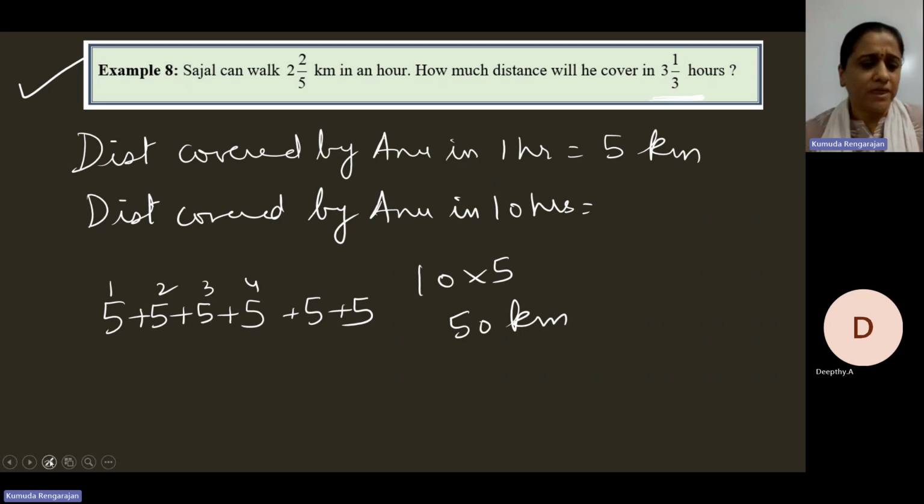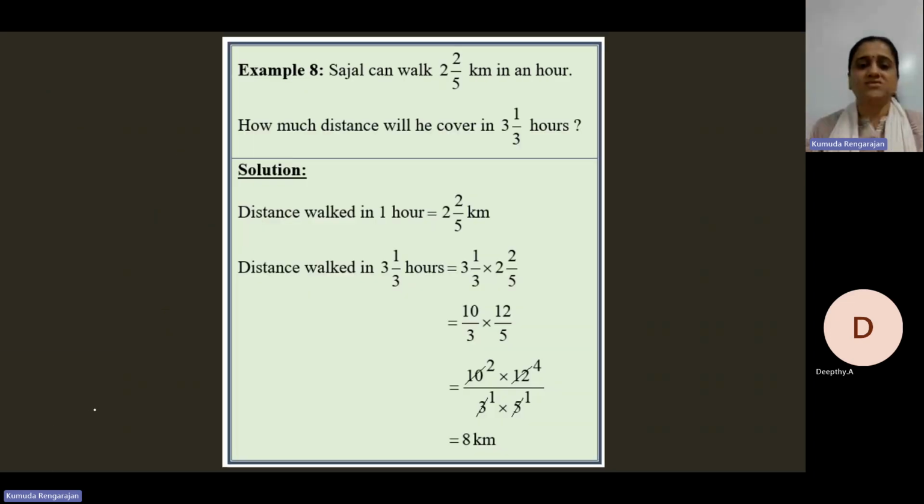So same thing here. The statements will be like distance walked or distance covered in 1 hour. Distance covered or walked in 1/3 hours. So the operation is multiplication. Not addition, subtraction, or division. It's multiplication, correct? And again, the fractions are mixed fractions. Convert them to improper fractions and then simplify.